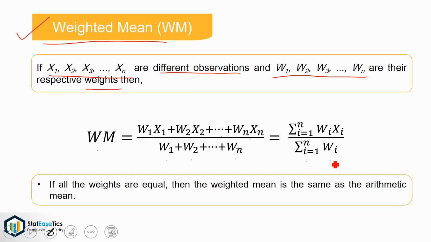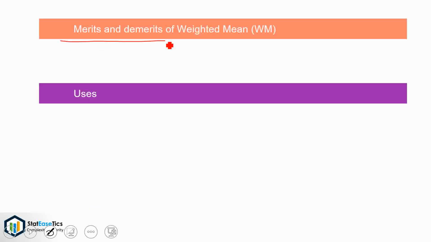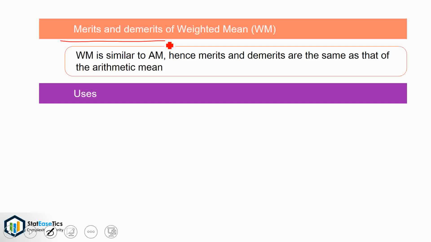If all the weights are equal, then the weighted mean is same as the arithmetic mean. Merits and demerits of weighted mean. Weighted mean is similar to arithmetic mean, hence its merits and demerits are same as that of the arithmetic mean.